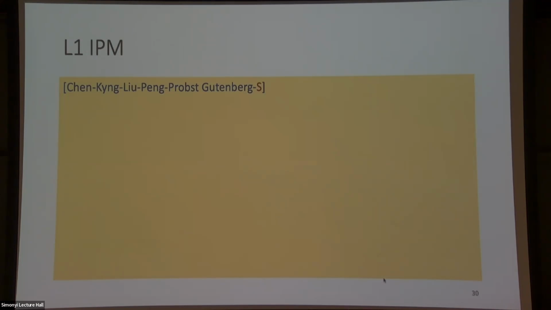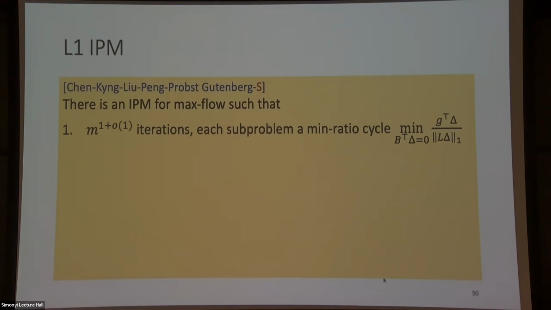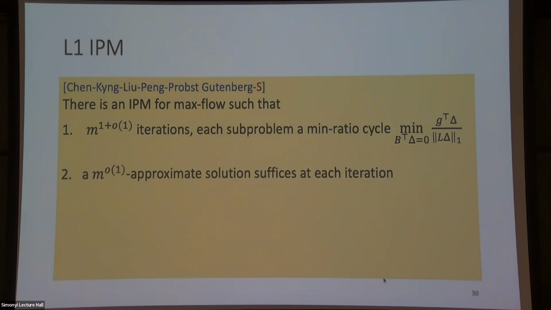Okay, so here's a theorem for this L1 IPM. There's an IPM for max flow or min cost flow such that you only need an almost linear number of iterations. So now it's more than before. There are IPMs with root m iterations, and people are focusing on improving it. Now it's more, but it's still just almost linear. At each iteration, the subproblem is a min ratio cycle, this L1 cycle problem. Second, you don't have to solve these problems exactly. You solve them crudely, with a subpolynomial approximation factor. That's good enough. We'll just pay this factor in the running time.